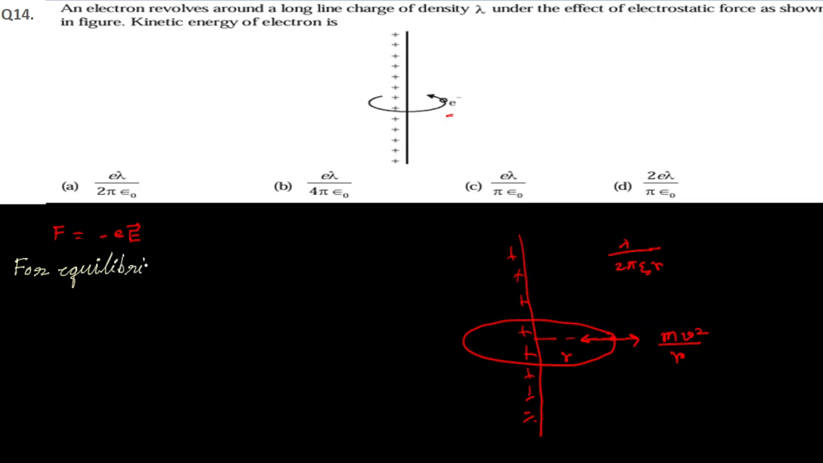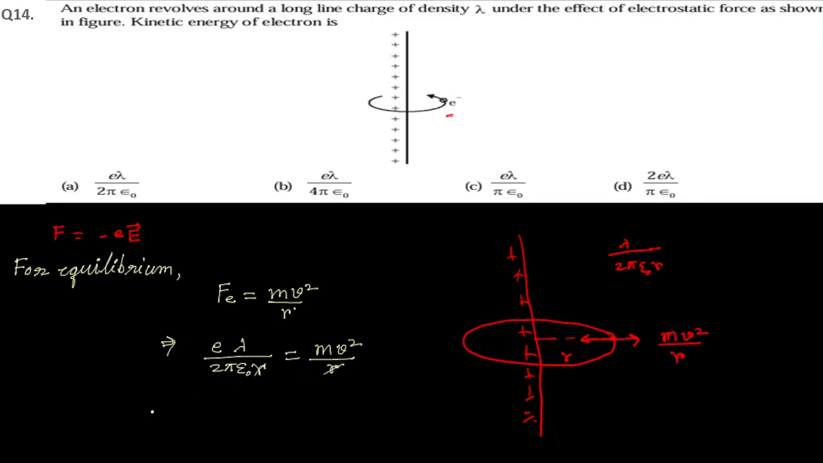For equilibrium, the force on the electron because of the electric field is equal to the centripetal force mv² by r. In this case, the magnitude of the electrostatic force will be E into the electric field at this position because of this charge carrying wire. So that will be lambda divided by 2 pi epsilon naught r is equal to mv² divided by r.